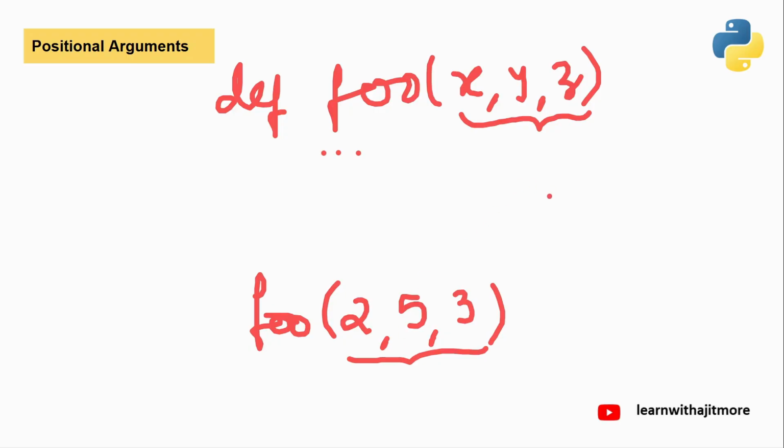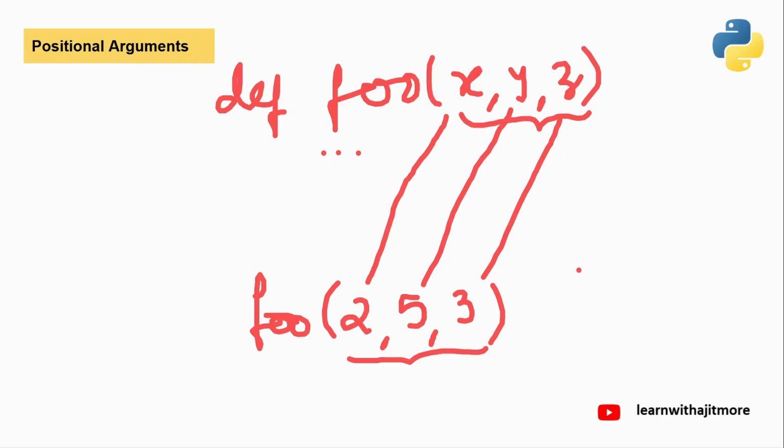And second, there is a 1:1 correspondence between the actual and the formal. Meaning the first actual will get copied into the first formal. Second actual, second formal. Third actual, third formal. There is a 1:1 correspondence. So that is the peculiarity. Therefore, what is important here? Position is important. The position of the argument, or the position of the parameter, is important.